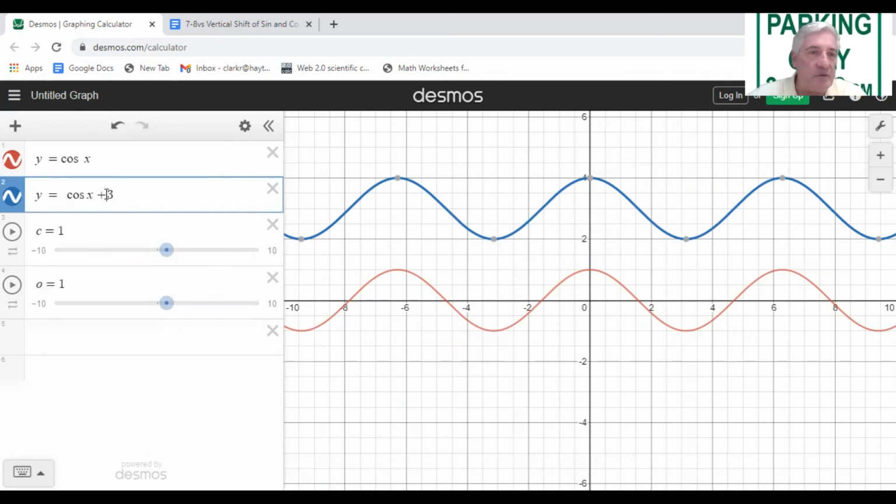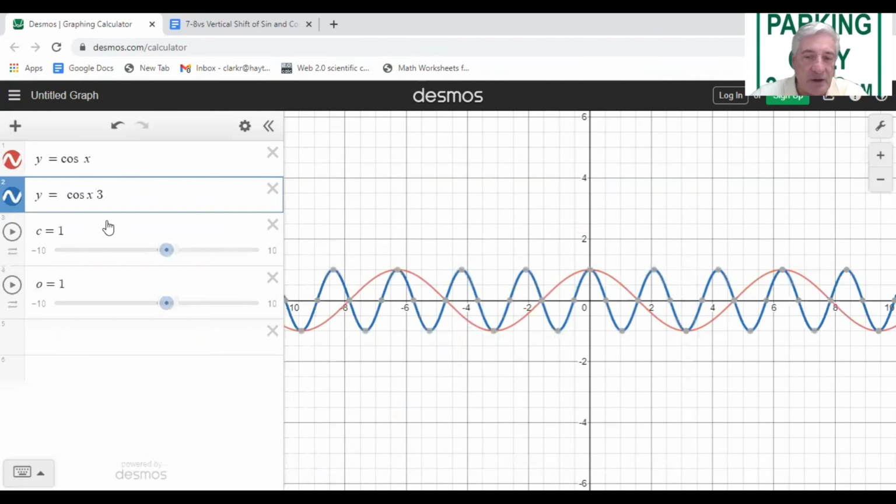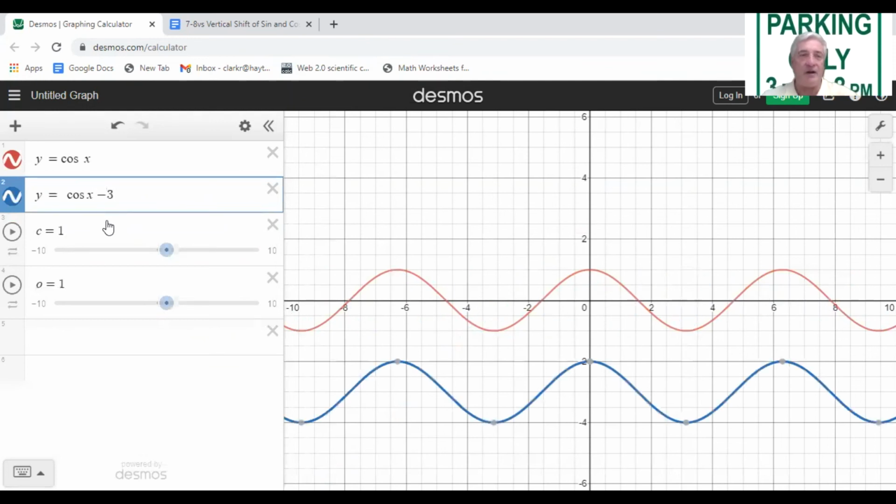What are we going to do to move our graph down 3? Somebody said, okay, he says put in a -3. There we go. We've moved it down 3. We haven't changed the amplitude, we haven't changed the period, and we haven't changed the phase shift.